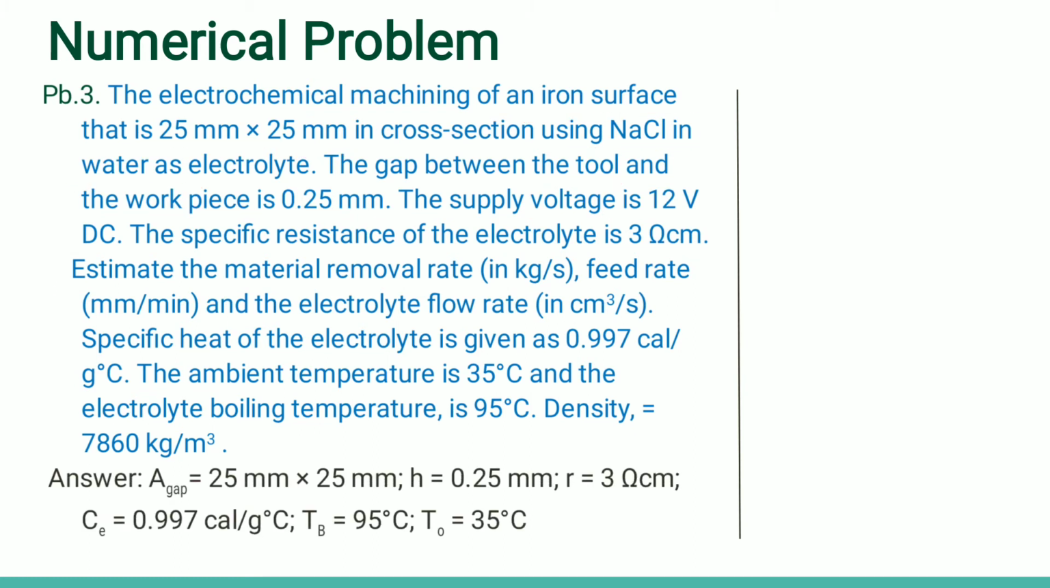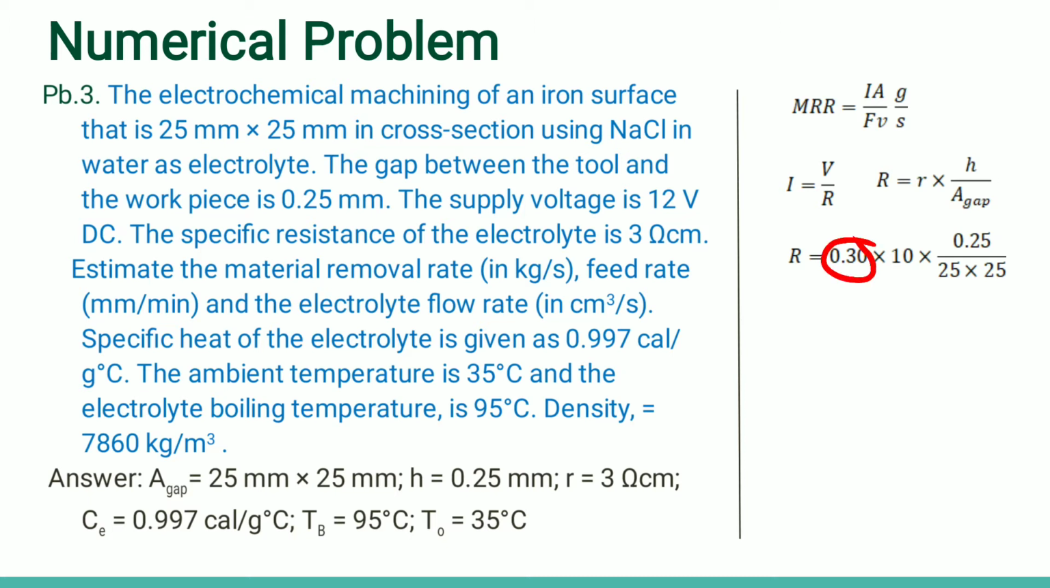So I'm just writing over here in simple form what data is given to you, for better understanding. Up to the MRR, we are doing the same as in the last numerical. First of all, we are finding out I, and for that we need this capital R value. So the capital R is equal to small r into h upon area of the gap. So all the values are given to you, so I'm just putting these values. Please keep in mind that it is not 0.30, it is 3 only.